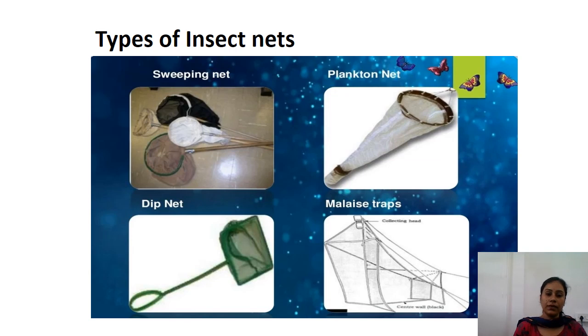First one is the sweeping net. It is basically used for butterflies, Lepidopterans. Second one is the plankton net. Plankton nets are used for phytoplankton and zooplankton collection. Third one is the dip net. It is used for fish collection or aquatic insect collection. And finally, the Malaise trap. Malaise traps are used for aquatic insect collection.